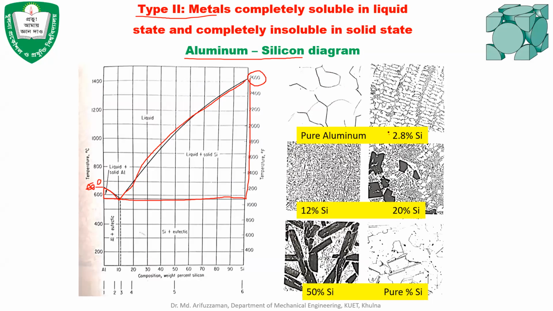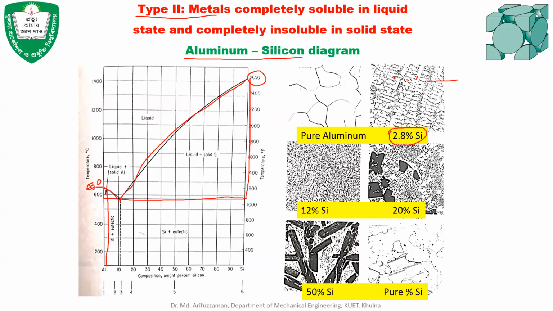And when 2.8% silicon is added to the aluminum, that will be somewhere like here, and there will be some grains of aluminum. These white regions indicate the aluminum grains, and when the temperature reaches the eutectic temperature, the composition becomes the eutectic composition. Because of that, there will be some mixture of aluminum and silicon. That is the eutectic mixture.